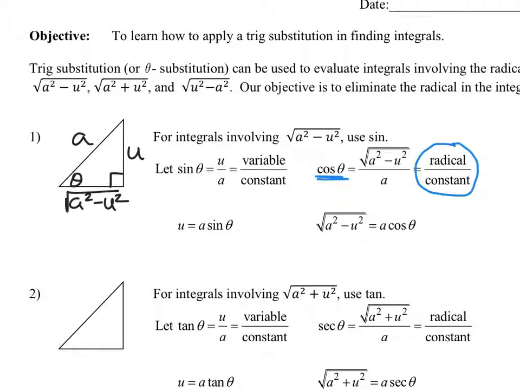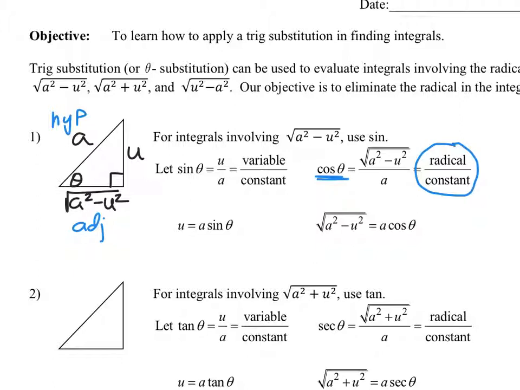So the radical part here happens to be on the adjacent side, and the constant part happens to be on the hypotenuse. If I create a ratio out of that, radical over constant, I'm looking at the adjacent side divided by the hypotenuse. That's the cosine function.